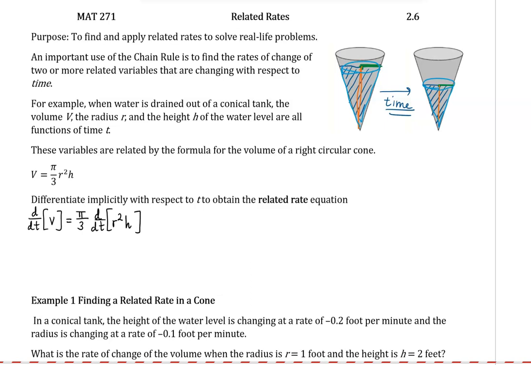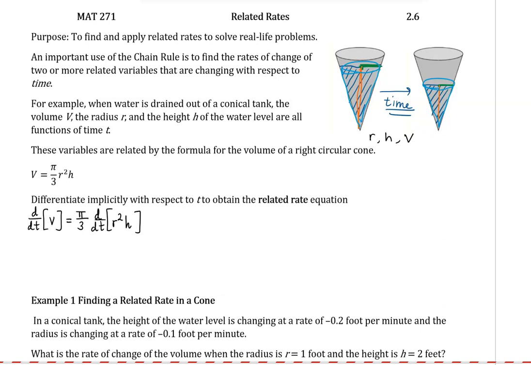Remember that we did talk about things that were changing over time. Variables that are changing over time in this case were the radius, the height, and the volume. Now, please do distinguish that when I say height, I am talking about the height of the water, not the height of the cone, because the height of the cone never changes, right? We are specifically talking about the height of the water and the radius of the water. So let's take the derivative on both sides.